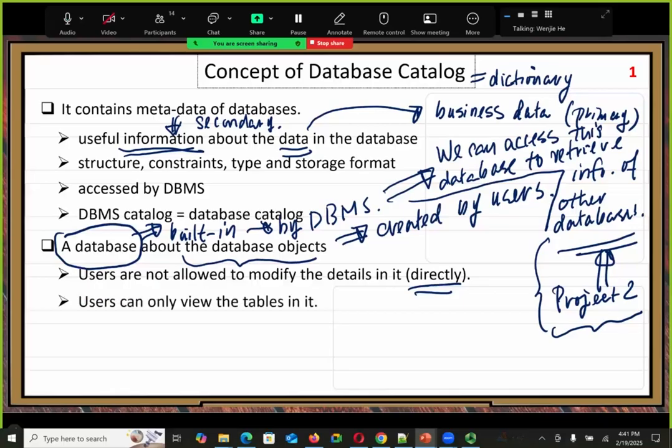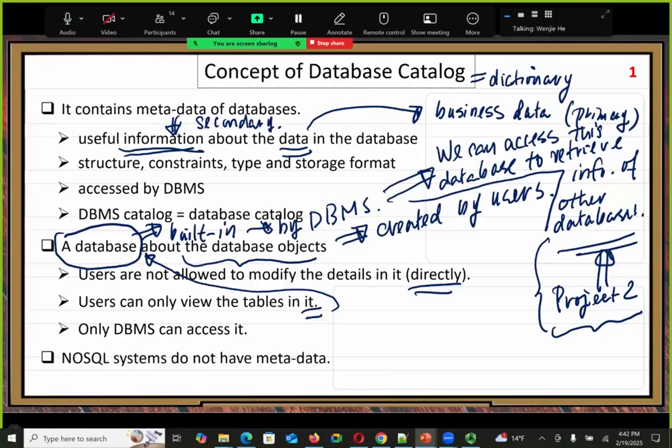Users can only view the tables in the catalog. Only the DBMS can access it, which means you need to use the right syntax, the right way, to access that information through the DBMS. Then another special case: NoSQL systems.